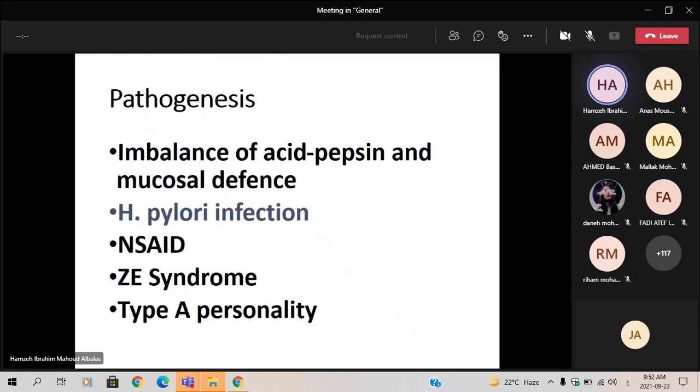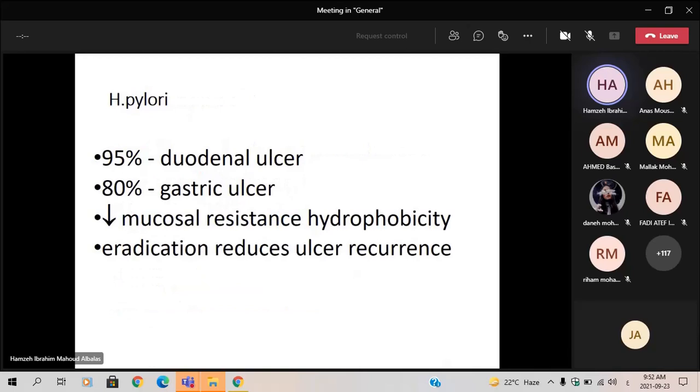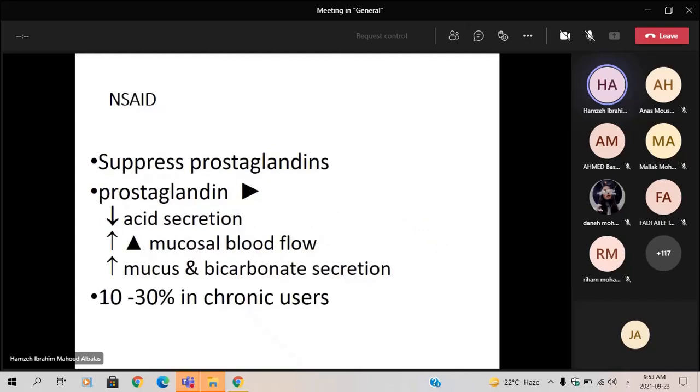The etiology, as we know, maybe the imbalance of acid pepsin and mucosal defense due also to H. pylori infection, NSAID, Zollinger-Ellison syndrome, type A personality. H. pylori is the cause of 95% of duodenal ulcer and 80% of gastric ulcer. It leads to decrease in mucosal resistance, hydrophobicity. Eradication reduces the ulcer recurrence. That is the eradication, how we use the eradication.